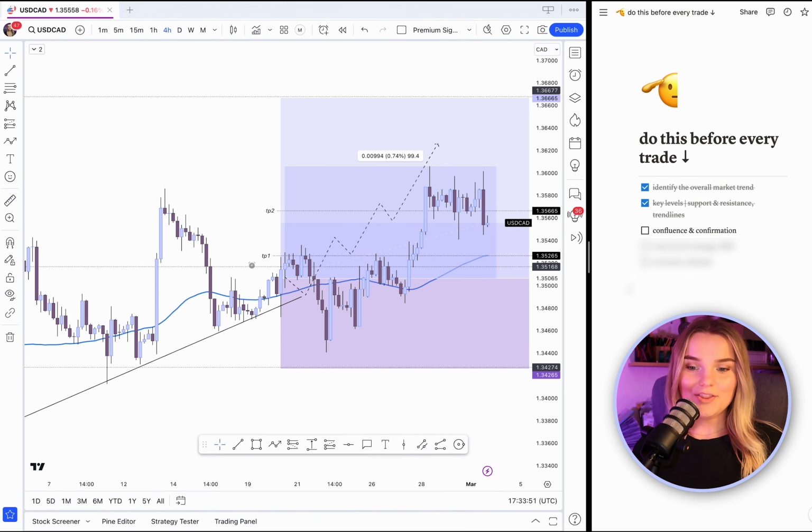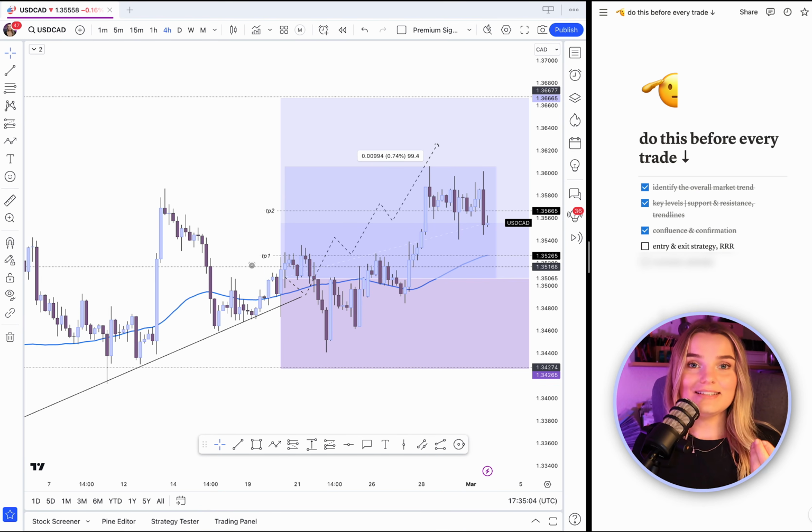Okay, so we navigated through identifying the overall market trend, key levels of support and resistance, trend lines, and confluence and confirmation. And the step 4 that you should check before entering every single trade is your entry and exit strategy, along with the risk reward ratio. This step is critical for any trading strategy in any market that you will use, because it sets the parameters for you not to blow your account in a single trade.